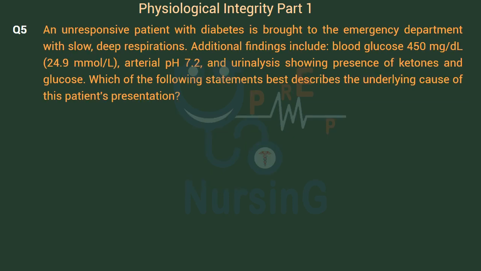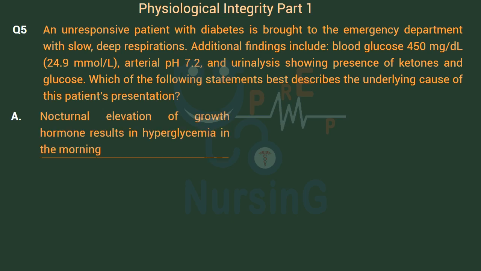An unresponsive patient with diabetes is brought to the emergency department with slow, deep respirations. Additional findings include blood glucose 450 mg/dL, 24.9 mmol/L, arterial pH 7.2, and urinalysis showing presence of ketones and glucose. Which of the following statements best describes the underlying cause of this patient's presentation?